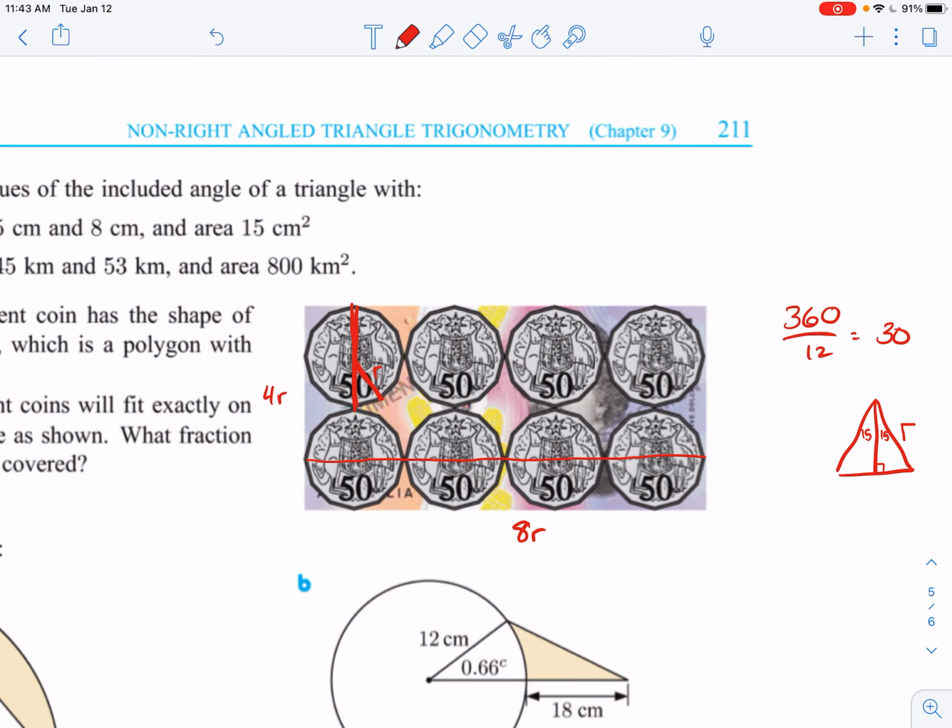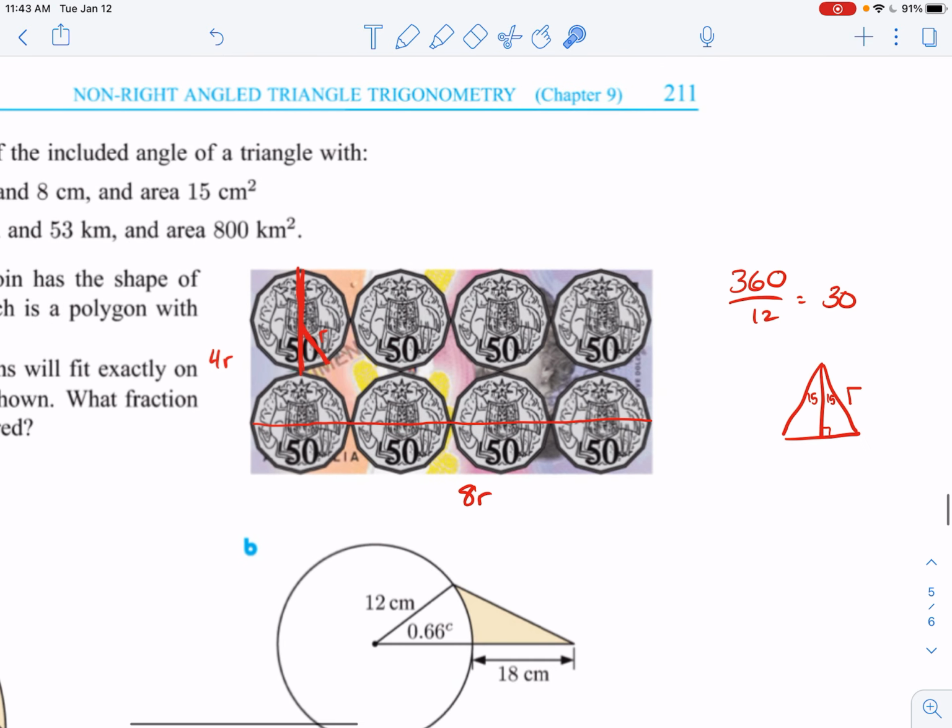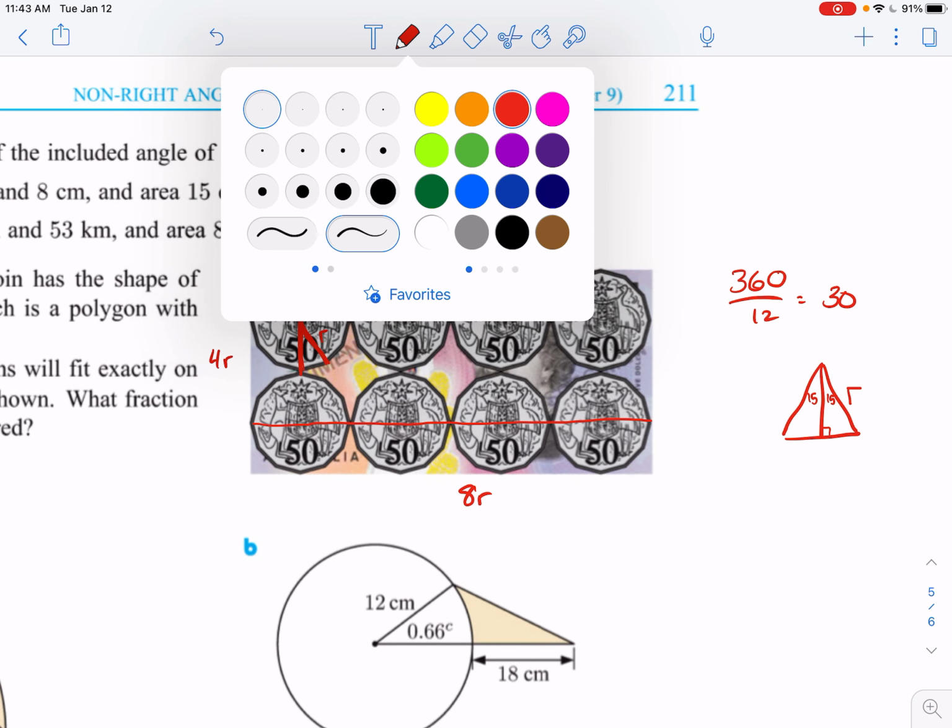And so what I realized here was that this would, oh, wow, that's a really big dot. Can I make that smaller? No, I just zoomed in too much. Sorry about that. Okay, so let me just use a different color for a second.